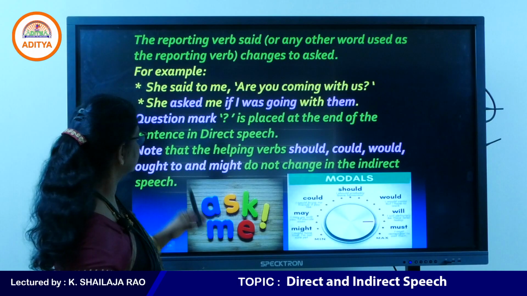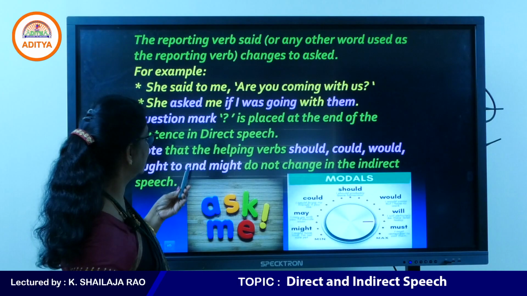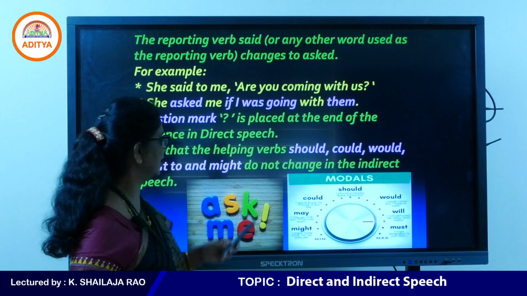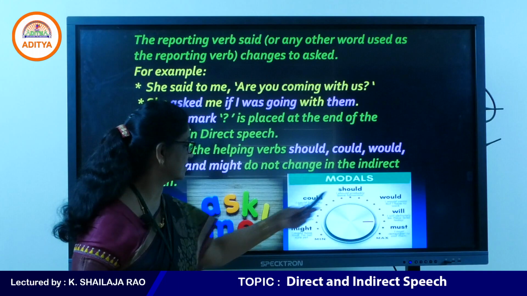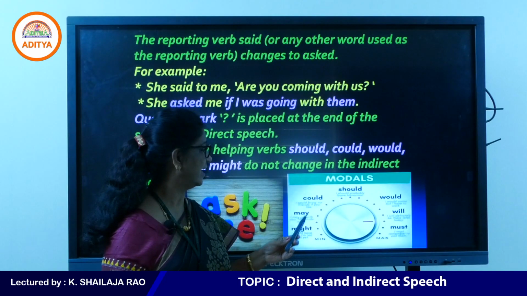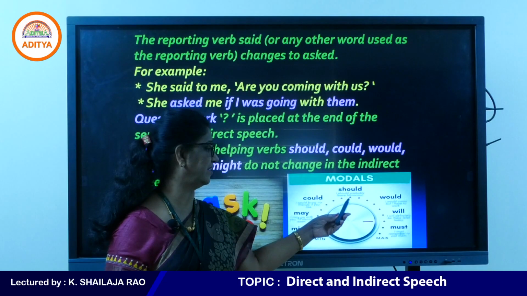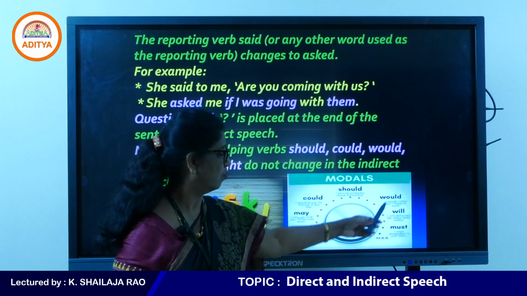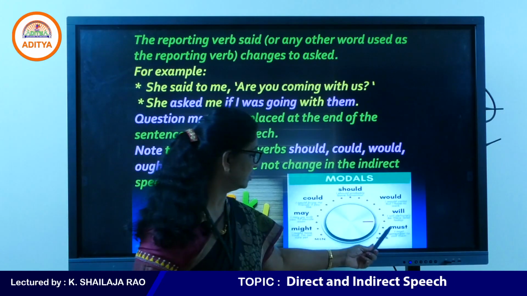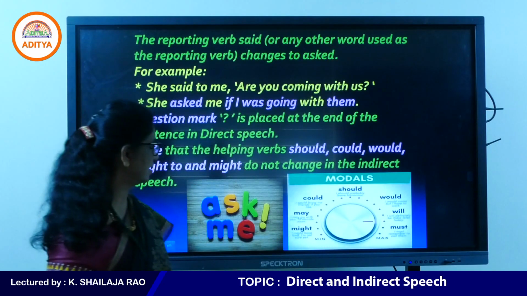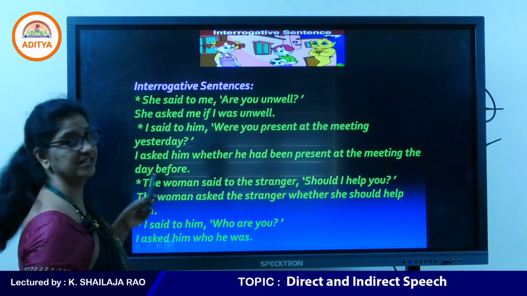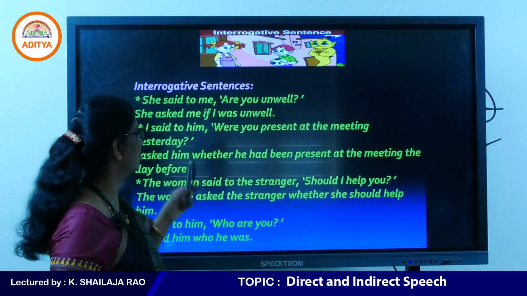Similarly, the helping verbs should, could, would, ought to, and might do not change in the indirect sentence. I should probably leave tomorrow. He said that he should probably leave the next day. Modals should, would, and must do not change, though they might change in some cases only, like we saw.